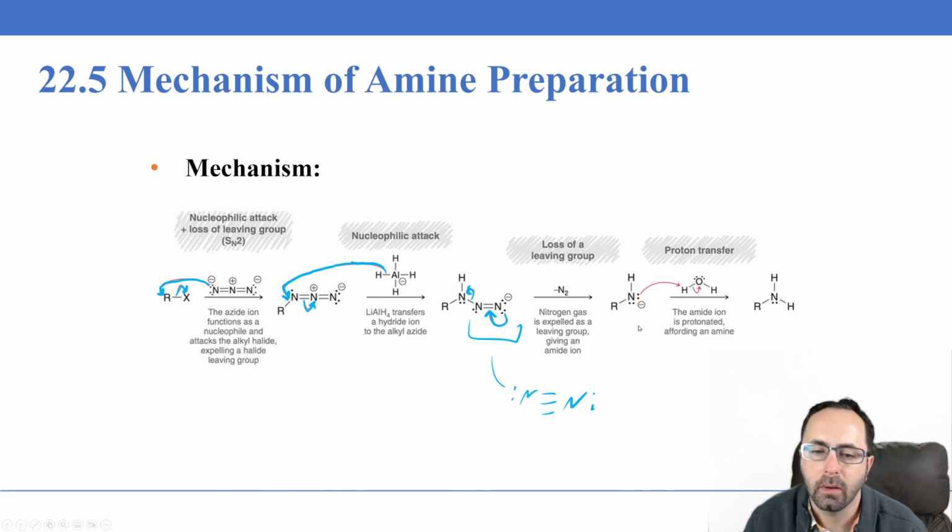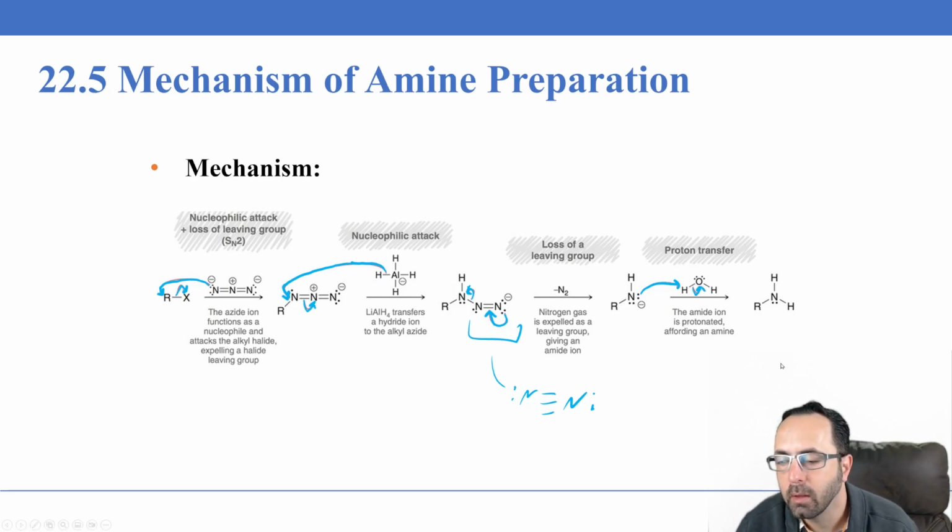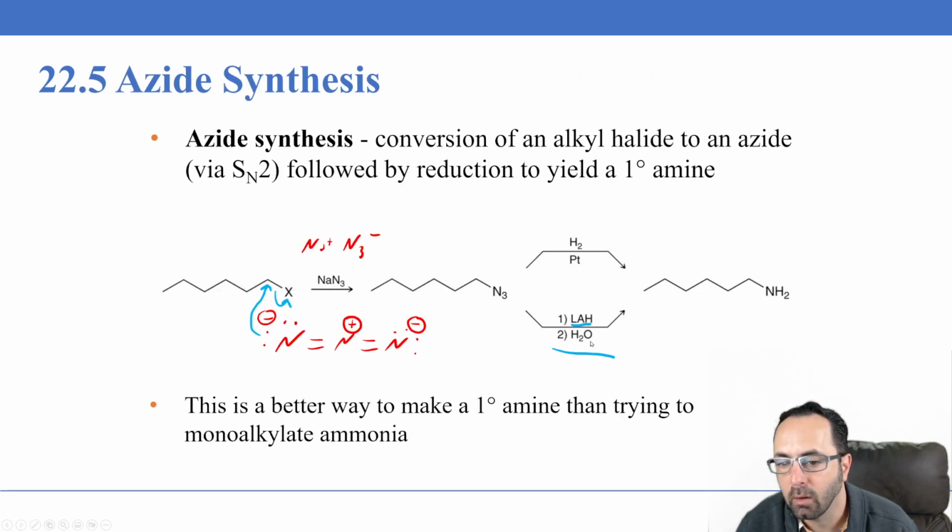And so now we need to treat it with water to protonate it and produce for us finally the amine. And so we get a primary amine here by using the sodium azide and then following up with a reducing agent and water, in this case lithium aluminum hydride and water.